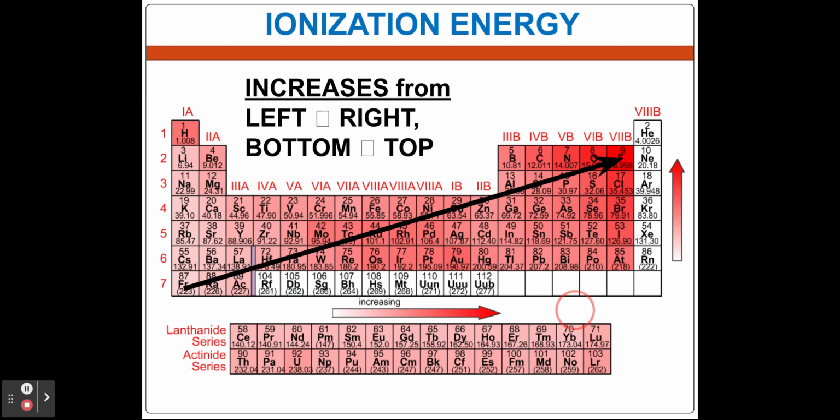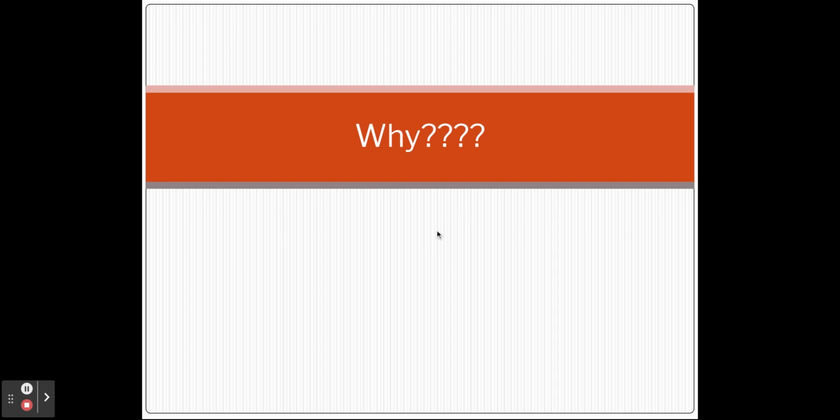Okay, so noble gases are the highest. So noble gases do not want to lose electrons at all. So it would be much harder to get them to lose their electrons. So they're very unreactive. So why do we see these trends?